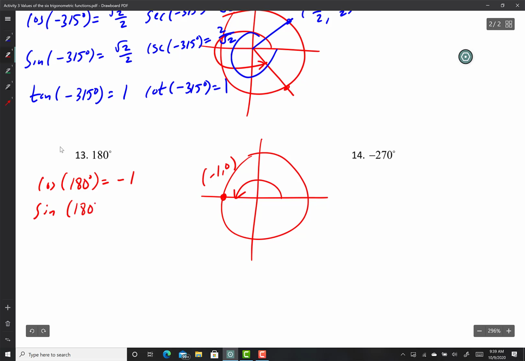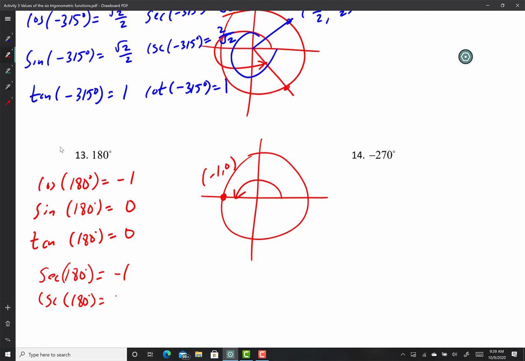Sine of 180 degrees is 0. Tangent of 180 degrees is y divided by x. So 0 divided by negative 1 is 0. Secant of 180 degrees is the reciprocal of negative 1, which is itself. Cosecant of 180 degrees is the reciprocal of sine, which is undefined. And same thing can be said for cotangent, because it's x divided by y. And the reciprocal of 0 is just undefined there.